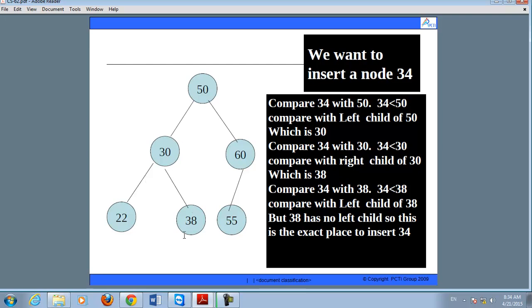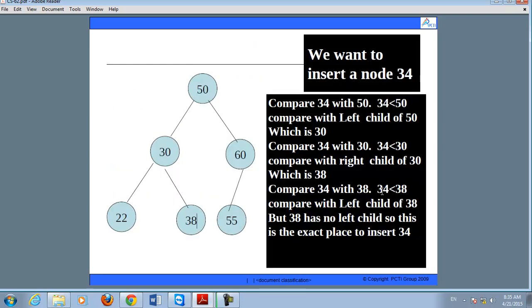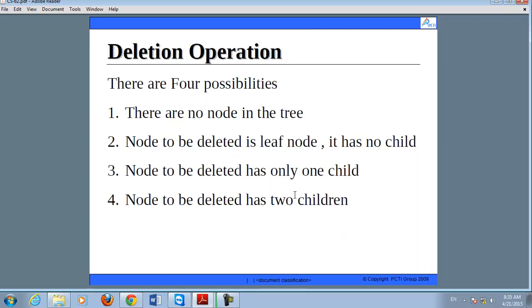Now the 34 will be compared with 38. The 34 is less than 38. It means the 34 will come at the left side of 38. After insertion, 34 will come at the left side of the 38.